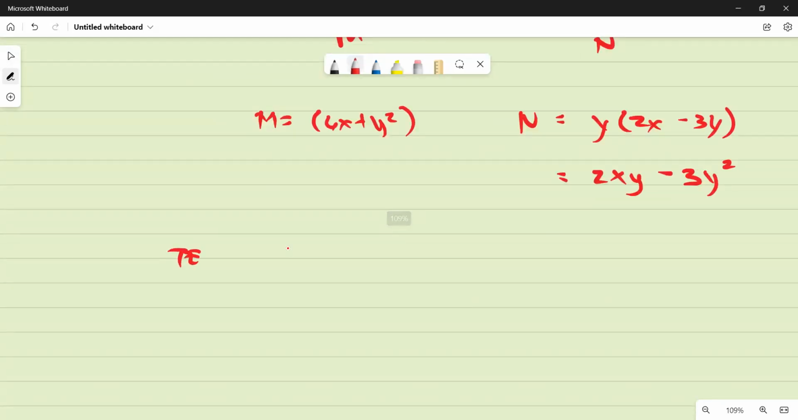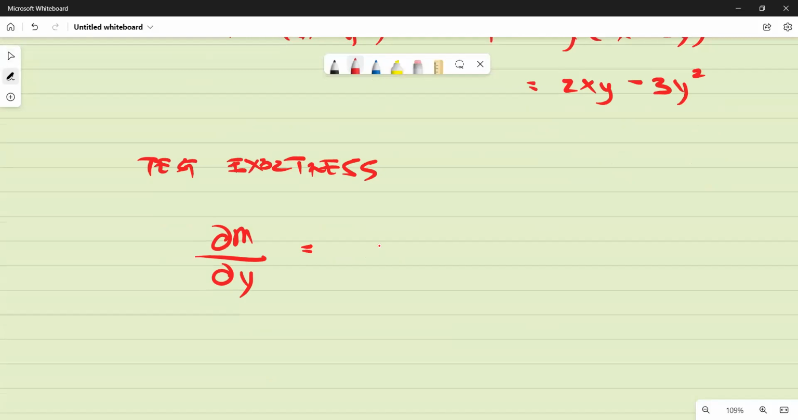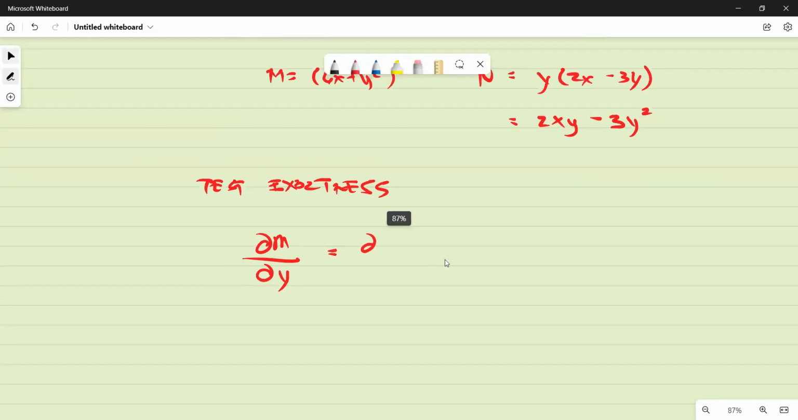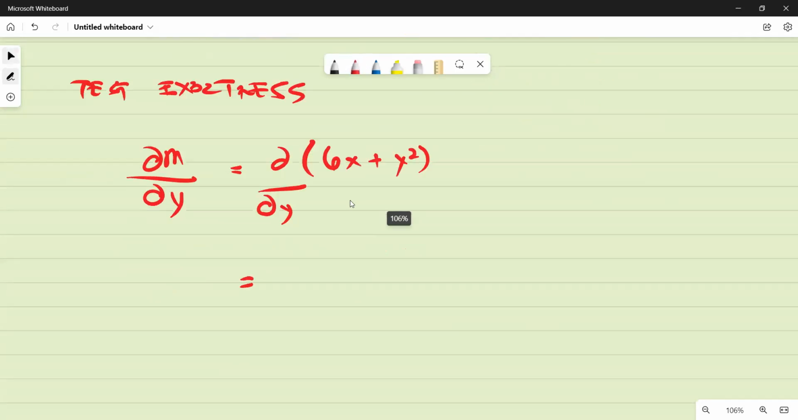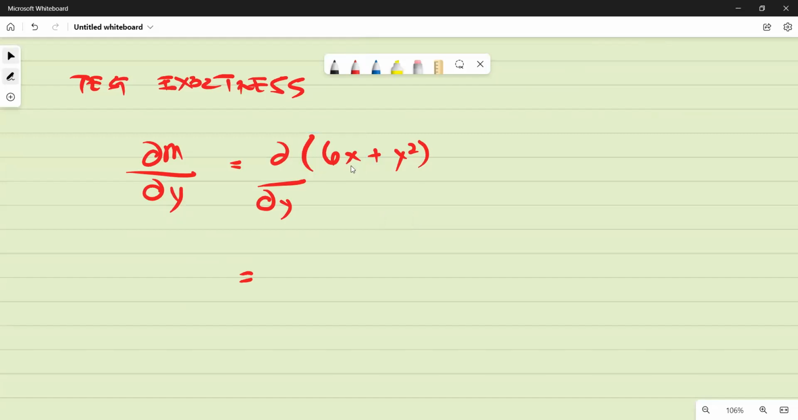And then let's proceed for test for exactness. So we need to test exactness. And how do we test for exactness? We first get the partial derivative of M with respect to y. So ibig sabihin, if we're getting the partial derivative of M with respect to y, lahat ng y ng function ng M ay i-derive natin, and lahat ng x will be treated as constant. Kasi 'di ba ganun mag-partial derivative. So with respect to partial of y. So ibig sabihin yan, guys, lahat ng y i-derive natin, pero lahat ng x treated as constant.